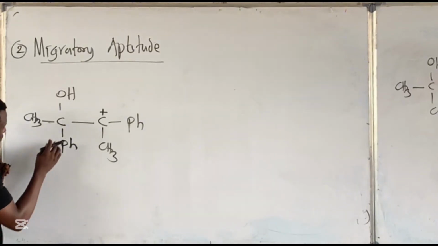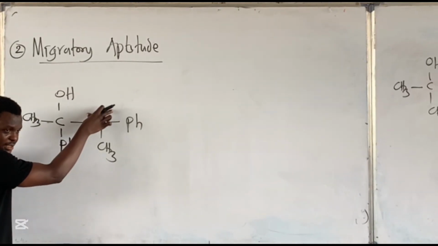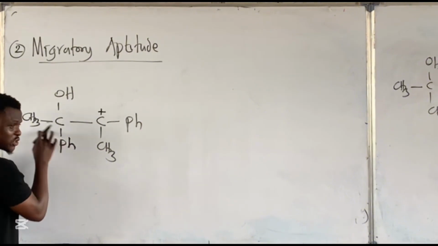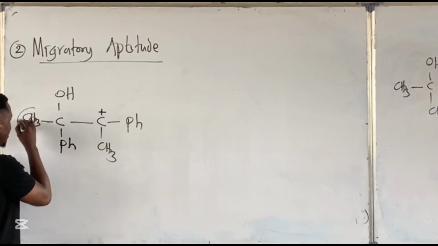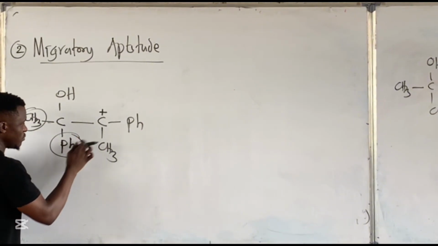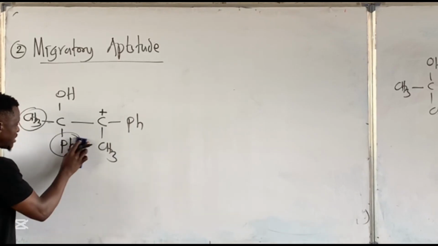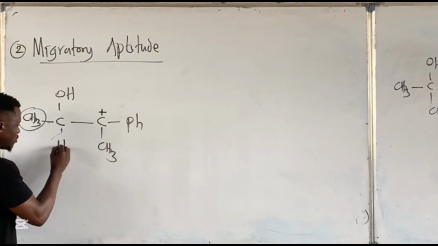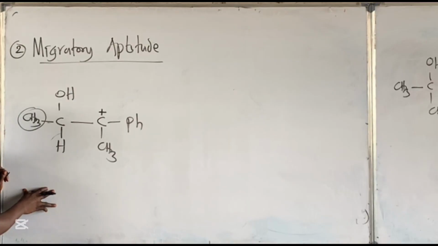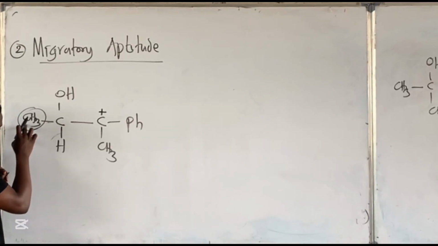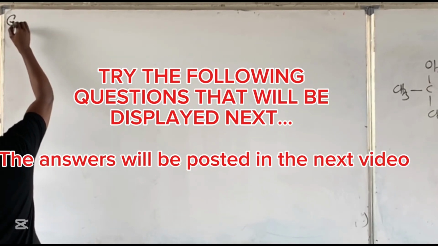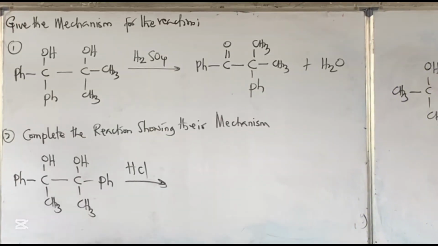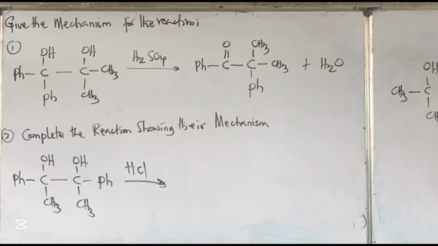So the first one is to know which of the OH to protonate. The second one is to know which of these to migrate. In the case where you have this, this will migrate higher than this. But what if this place were to be hydrogen? What will migrate here? Yes. You have these two questions here for us to solve.